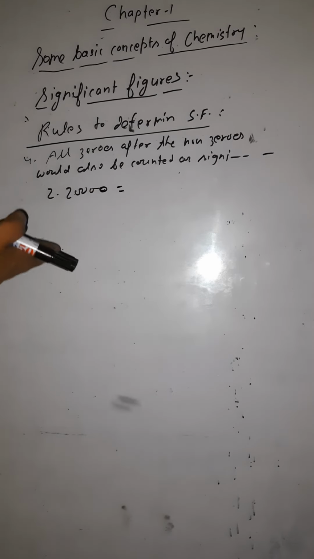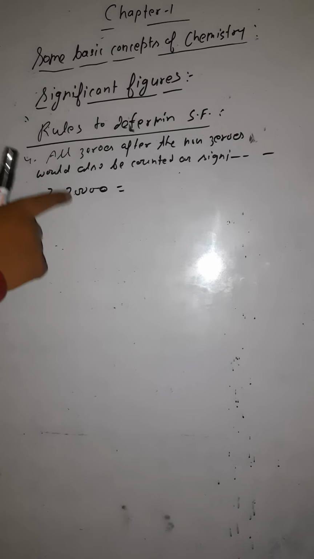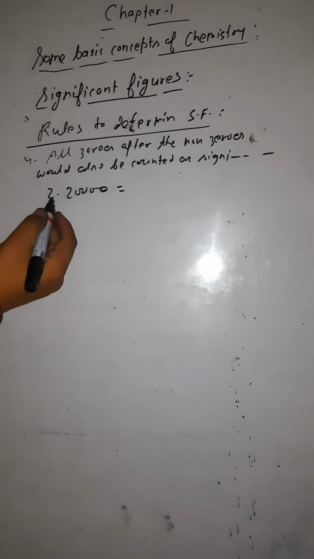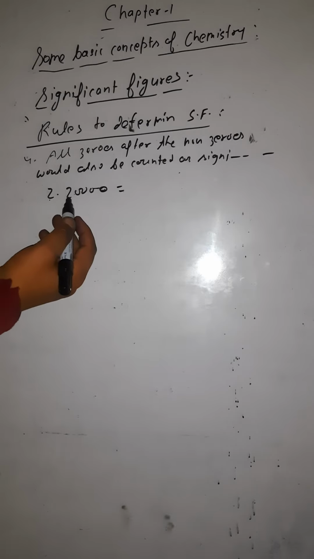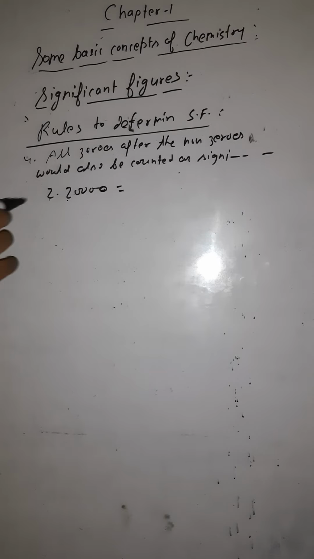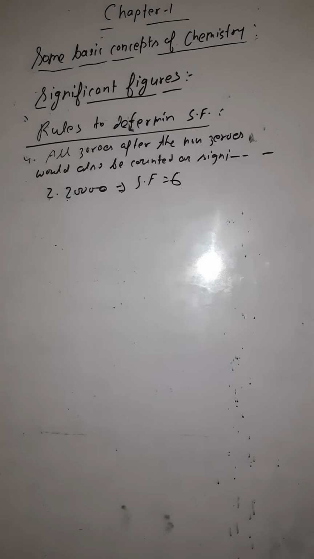Now can you tell me how many significant figures are here? Not only 2, because all zeros after the non-zero, like 2 is non-zero, this 2 is also non-zero. So after non-zero, all zeros would also be counted as significant figures. So how many significant figures here? 1, 2, 3, 4, 5, 6. So 6 significant figures are here. Let me give you some more.